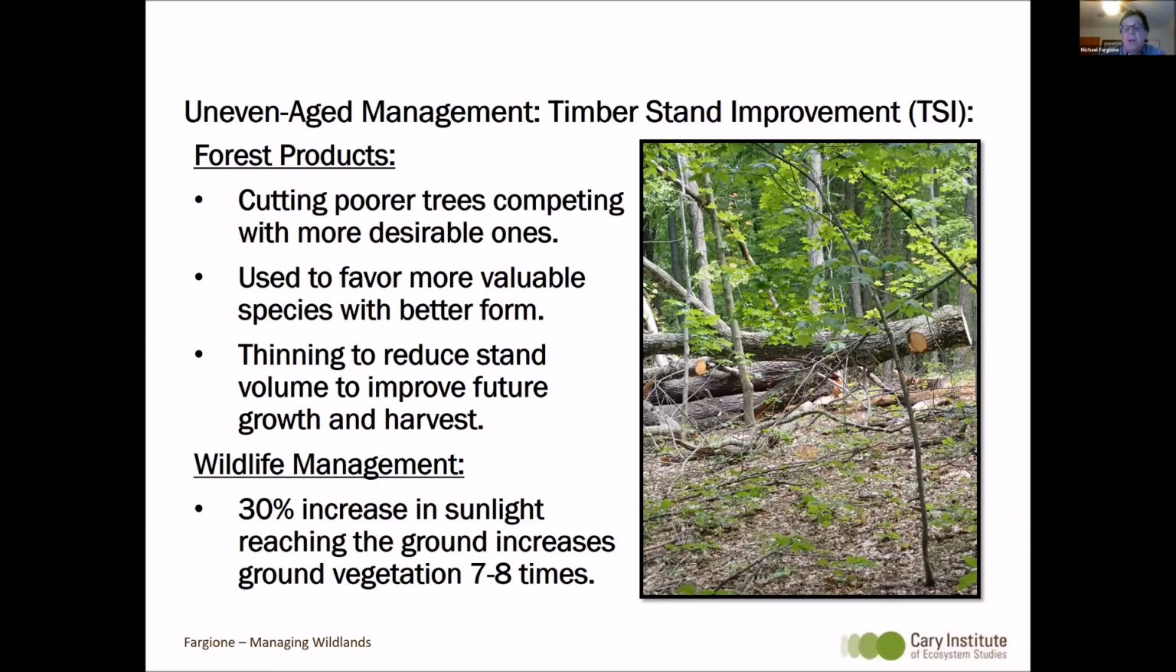If your goals are the production of timber or other forest practices, TSI often involves removing poorer trees that compete with more desirable ones. You can favor more valuable species or individual trees that have a better shape or a better form, or you may be reducing the total number of trees on a stand in a thinning cut to allow space for the remaining trees to grow. TSI practices help wildlife by increasing the amount of sunlight that reaches the forest floor, and then helping to provide more food and cover for wildlife.